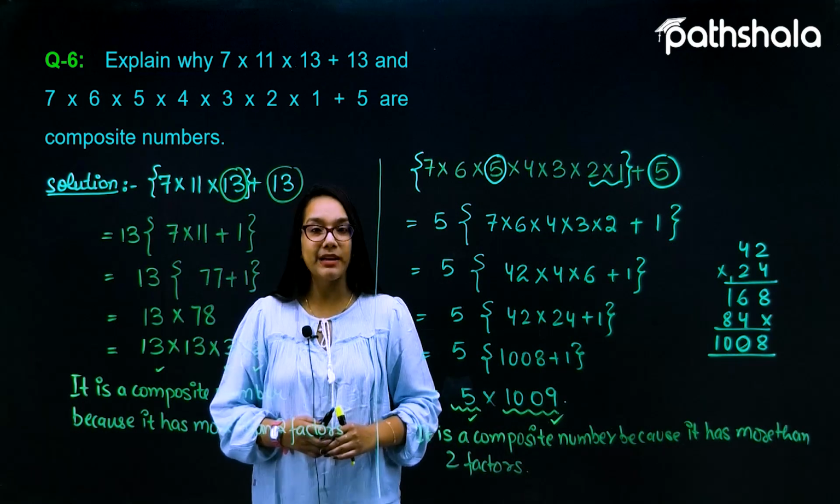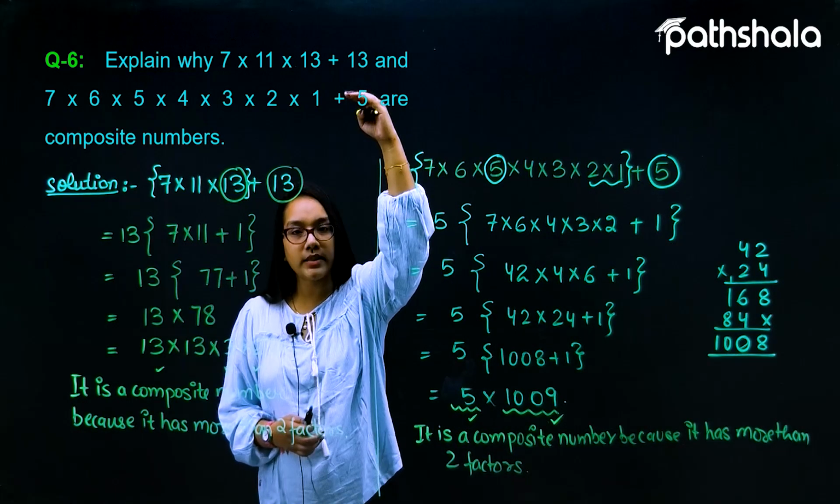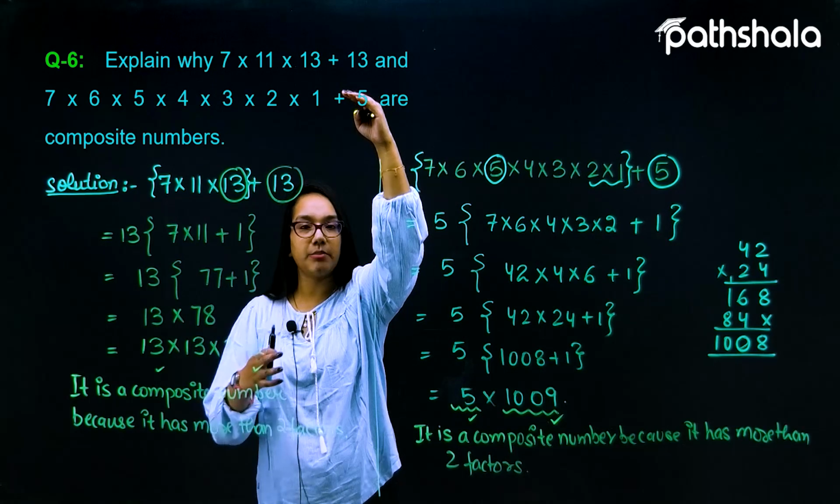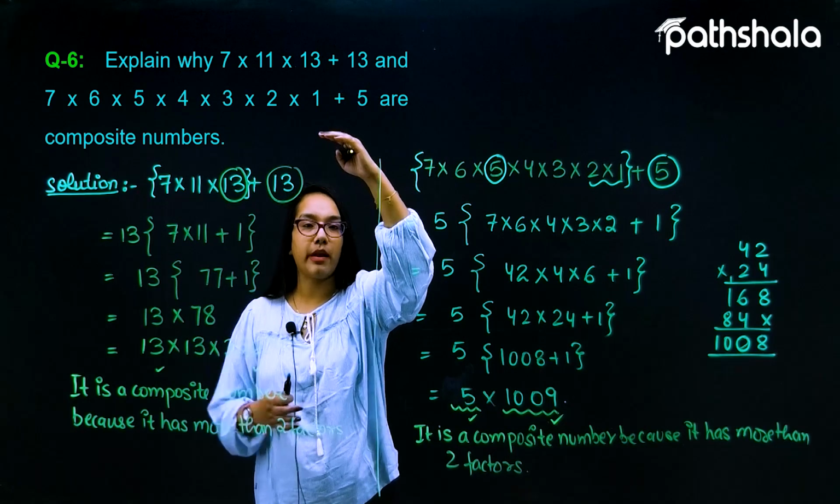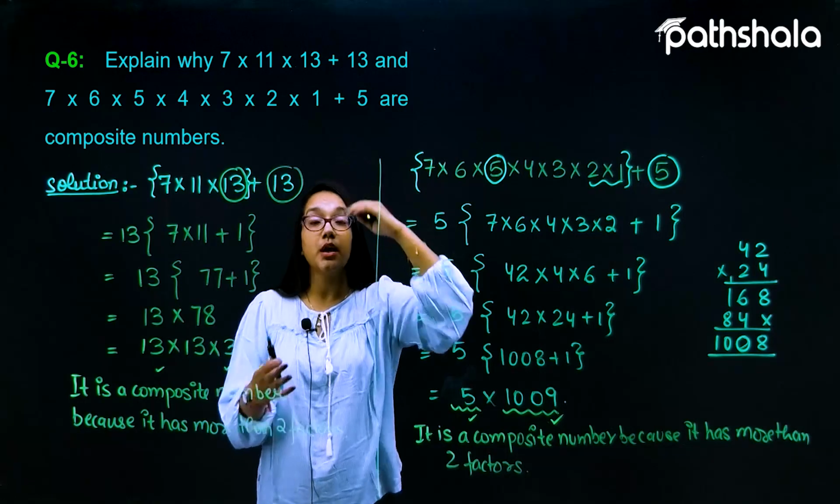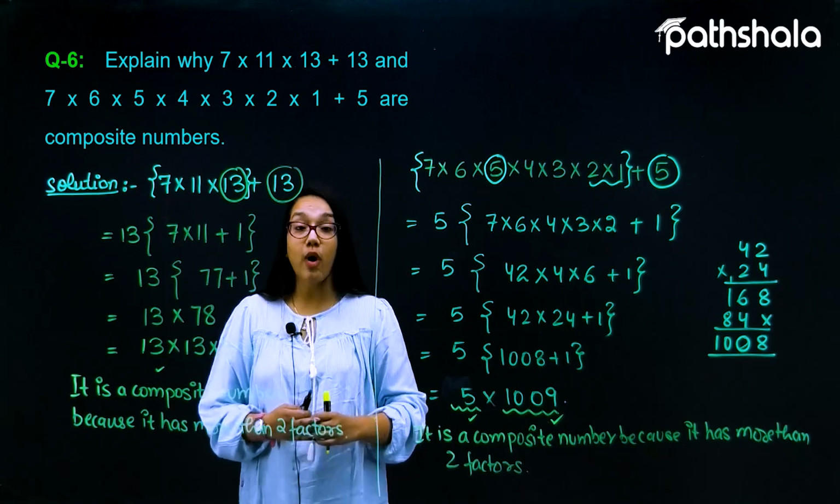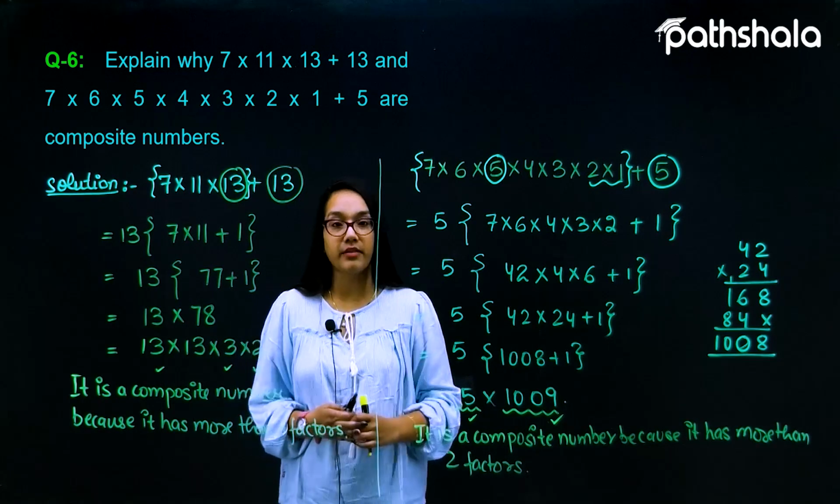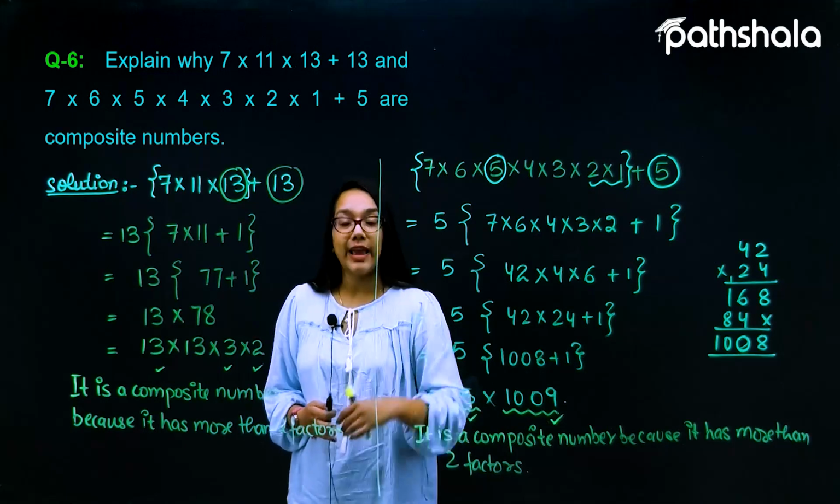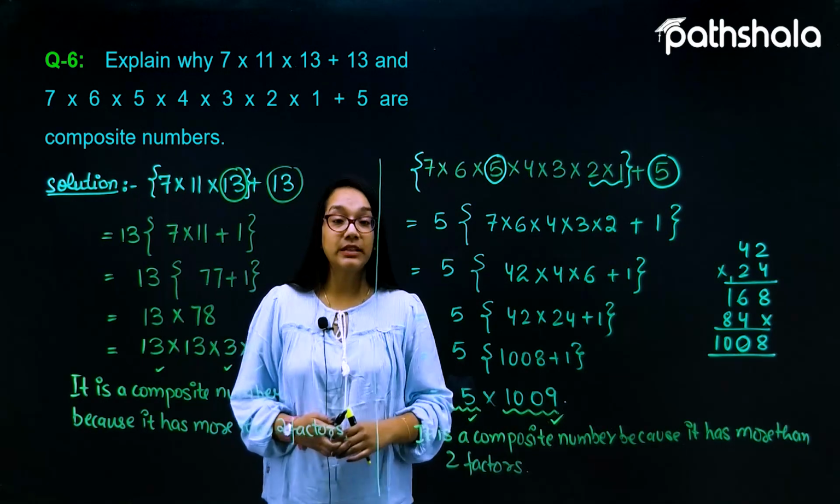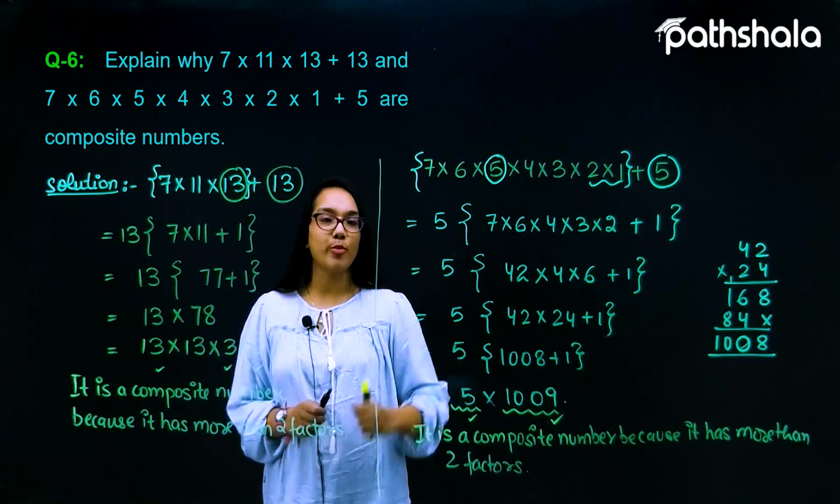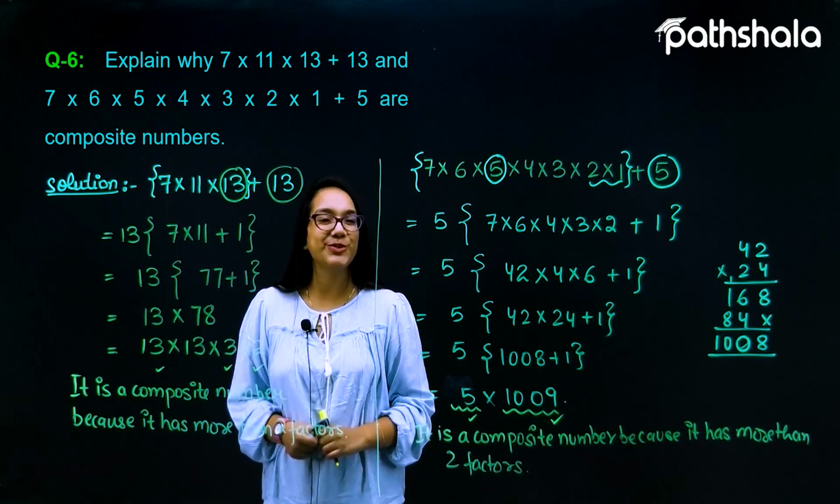So it means that this number, 7 into 11 into 13 plus 13, and this other number, are called composite numbers because they have more than two factors. I hope the concept of explaining why these numbers are called composite numbers is all clear to you. So let's move on further.